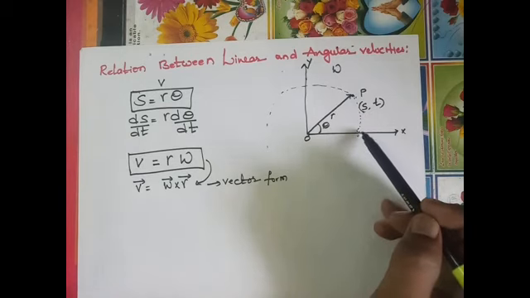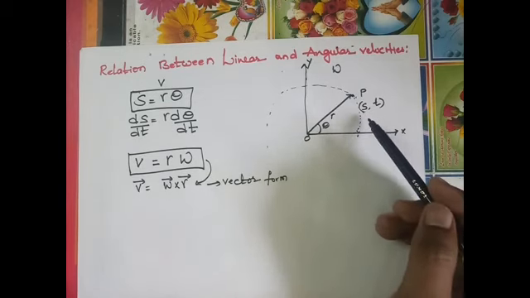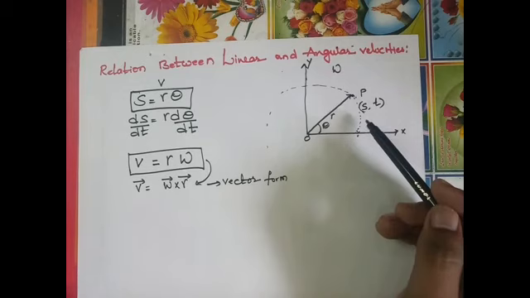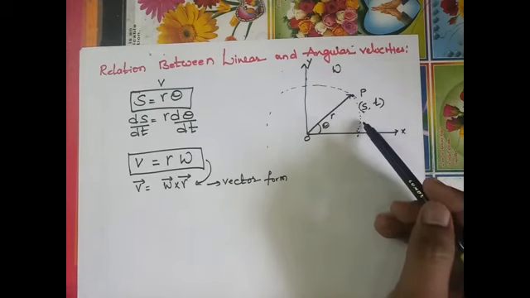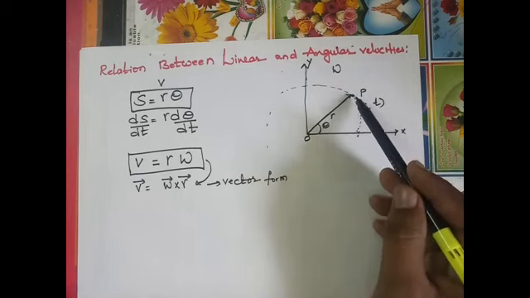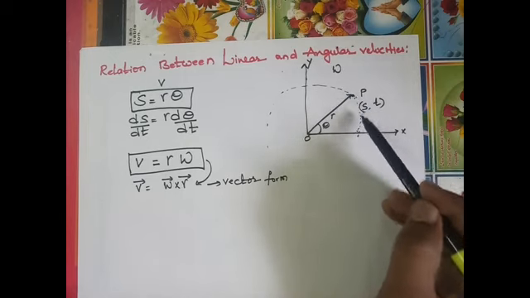Now what is our aim? Our aim is to give the relation between linear and angular velocities. For this we have to take the relation s is equal to r theta, which is the arc.